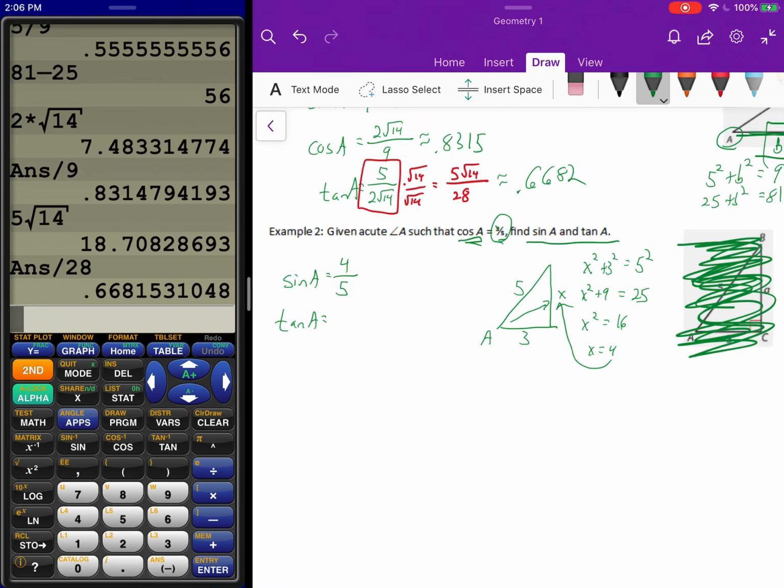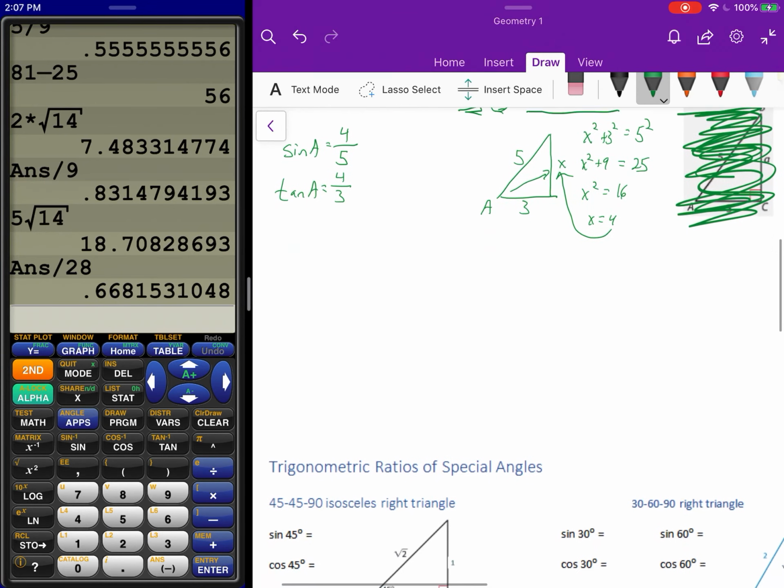Opposite leg over hypotenuse, and then we can also find tangent of A. Tangent is opposite leg, which we just figured out was 4, over adjacent leg, which is 3.